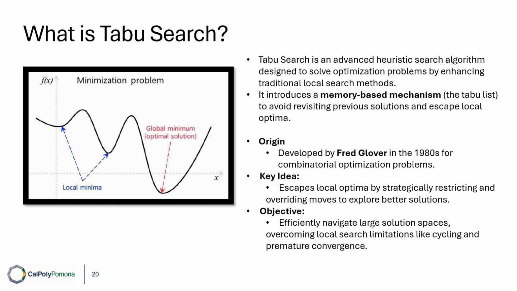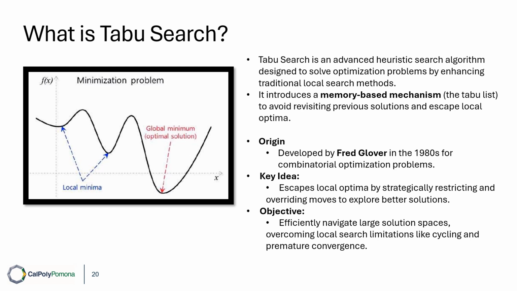Here's where Tabu Search shines. It uses a memory-based mechanism called the tabu list to track recently visited solutions and avoid revisiting them. So this allows the algorithm to escape local minima by sometimes accepting worse solutions temporarily, as indicated by the blue arrows, leading to broader exploration. Eventually, it uncovers the global minimum, as shown by the red arrow.